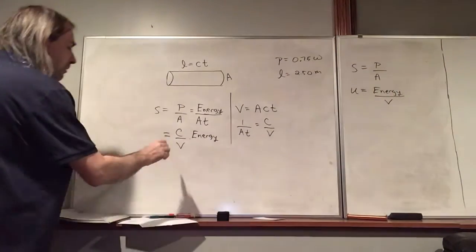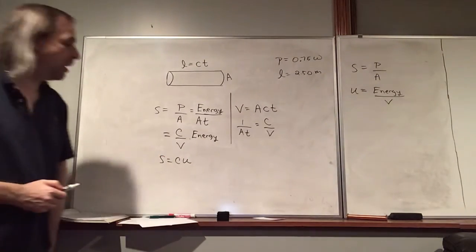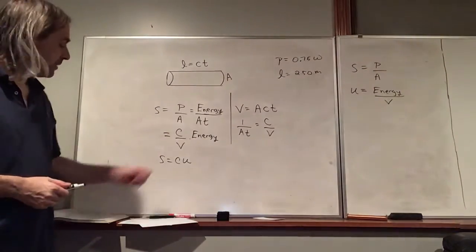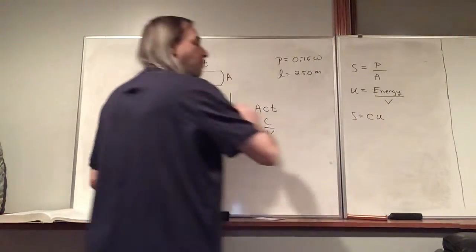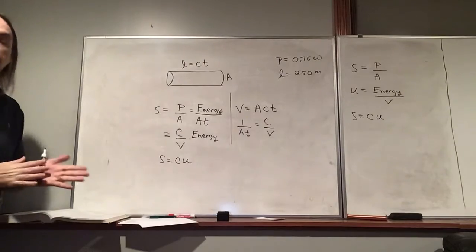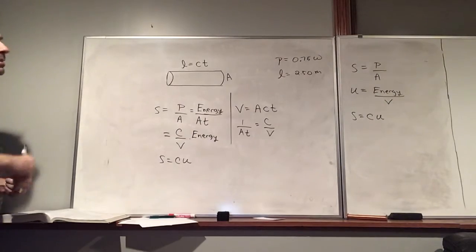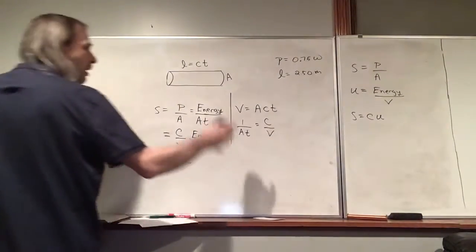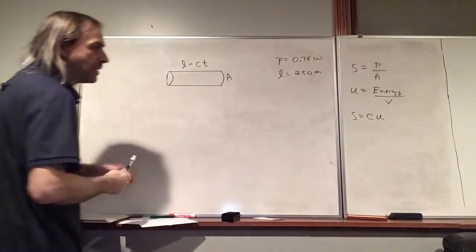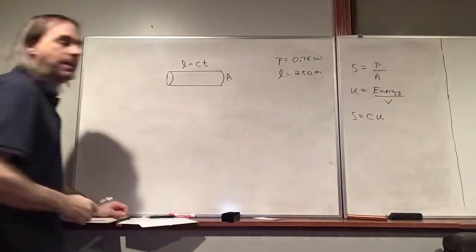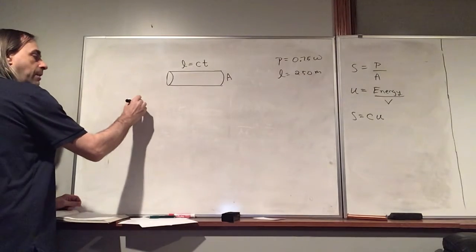And so we get this nice relation here between the intensity of the light and its energy density. So let me write that down over here. S equals cU. So S is intensity, c is the speed of light, and U is the energy density. So a nice relation between them. Okay, so now that we've got this done, let's go back to this problem where we have a laser, and we want to know how much energy is contained in this portion of the laser. So let's start with this relation we just derived.